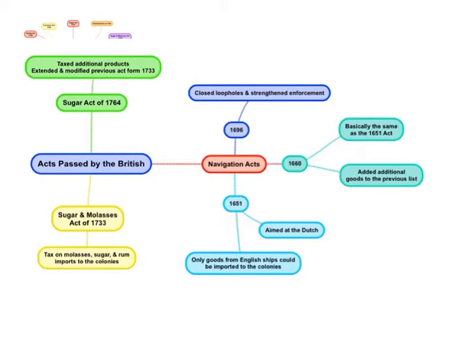So what this was, it was a tax on molasses, sugar, and rum imports to the colonies. So they wanted to prevent the foreign countries from being able to make money from their colonies. That also was not very successful because they had to pass another one in 1764. Are you noticing a pattern here? This act in 1764 taxed additional products and extended and modified the previous act from 1733. So as we move forward, I'll get into more details about the other acts, but I wanted to make sure that you had a good understanding of the Sugar Act of 1764, Sugar and Molasses Act of 1733, and the three Navigation Acts of 1651, 1660, and 1696.